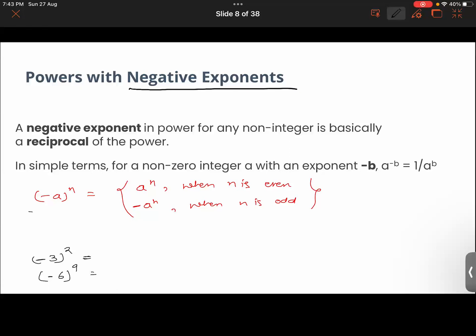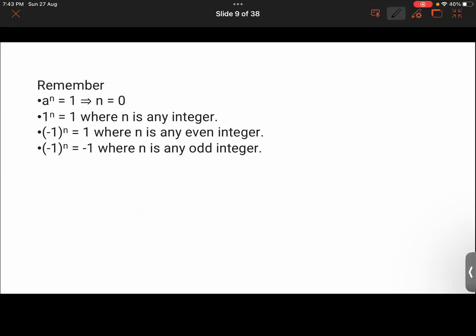Okay. So in this chapter now, we will be dealing with exponents of rational numbers. Not integers especially, we will be dealing with rational numbers.